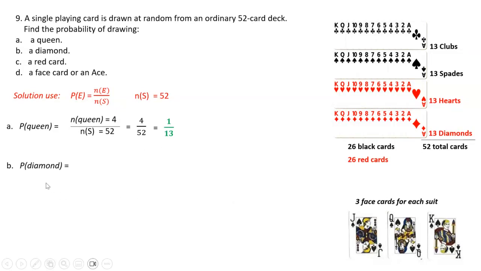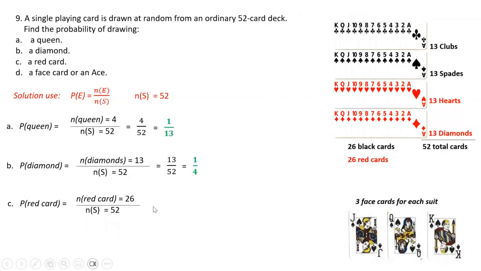Now for B part, a diamond. We know there's 13 of each, so there's 13 diamonds over 52. The answer will give us 1/4. You have to reduce it. A red card: there's 26 red cards, because the hearts and the diamonds are red, and there's 13 of each, so it's 26. Over my sample space, which is 52, so the answer will be 1/2.